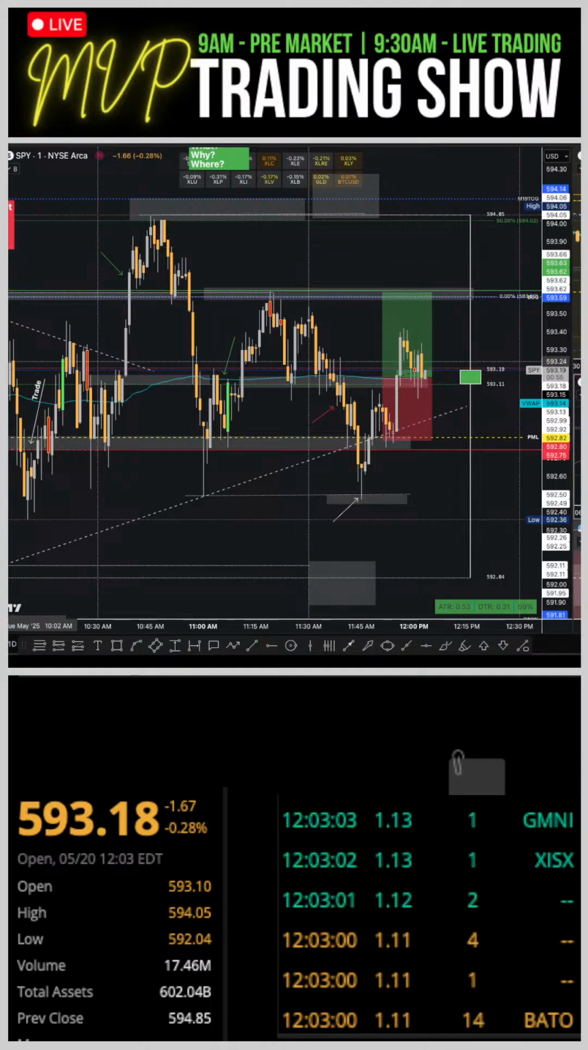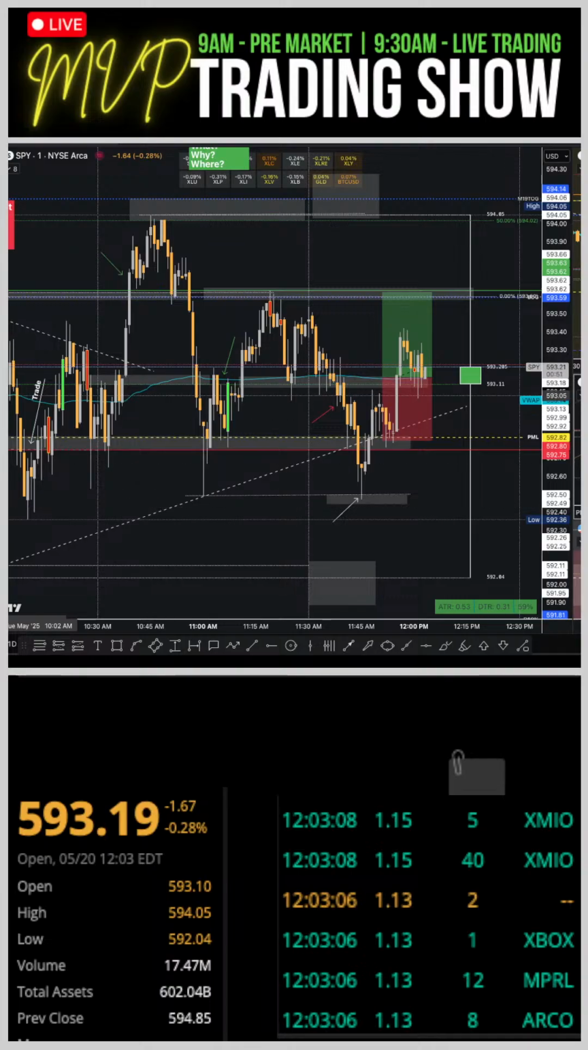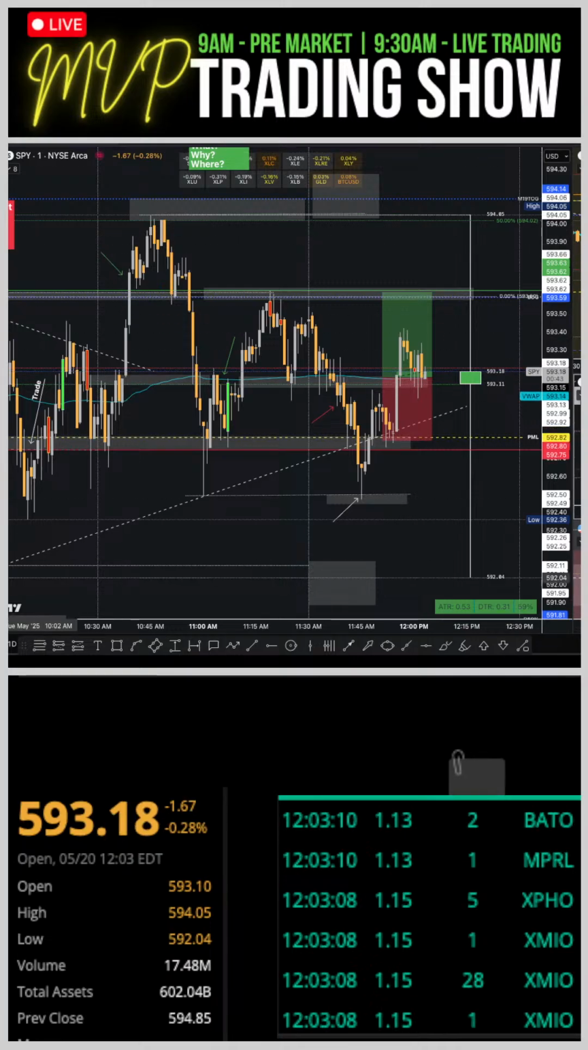So look at the hourly. You can see this tightening on the hourly. We have a brand new 60-minute hourly candle. Right. So double inside.